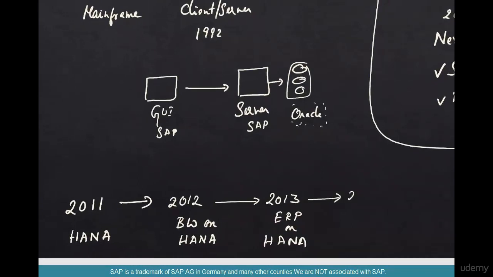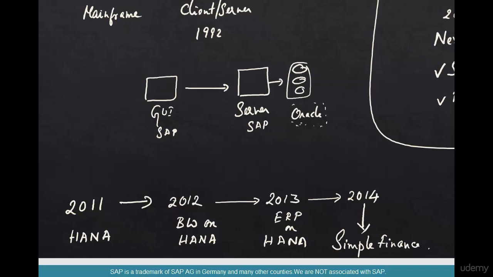In 2014, they introduced the first simplification. That's called Simple Finance. Simple Finance is basically a simplified version of S4 HANA specifically for finance. FICO. Why choose FICO? Why finance first? Why not SD or MM? Because finance is where the most effect can be seen. And it was a hit.